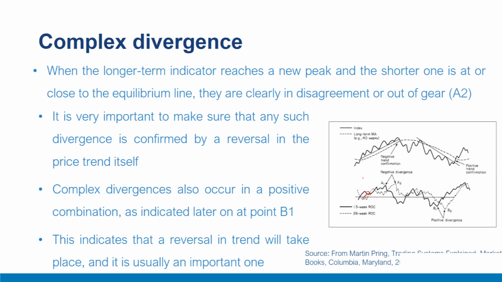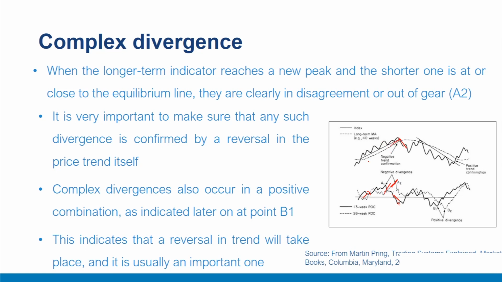On the other hand, when the long term indicator reaches a new peak and the short term is close to its equilibrium line or below it, they are clearly in disagreement and out of gear. For example, at A2 in the figure, they are clearly in disagreement and out of gear. This normally but not necessarily indicates that a reversal in the trend may take place, and usually an important one. And this is further confirmed by the trend line violation here.